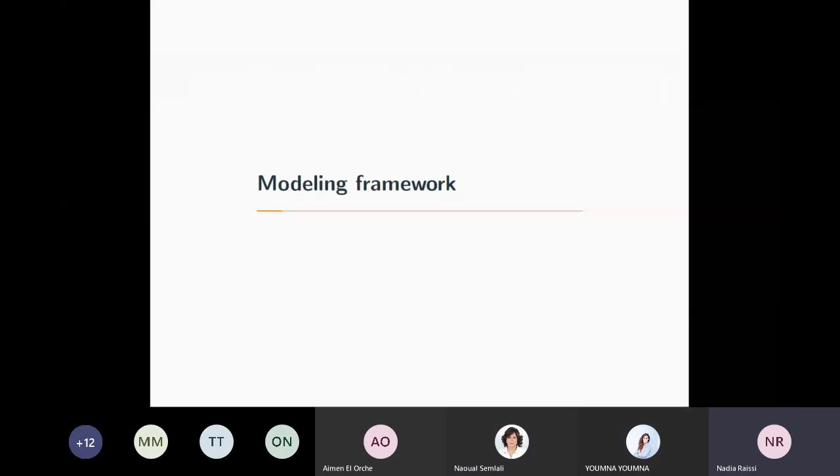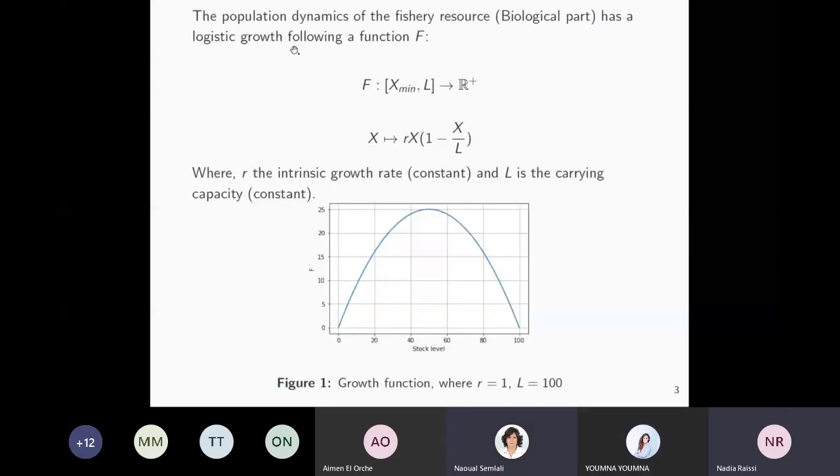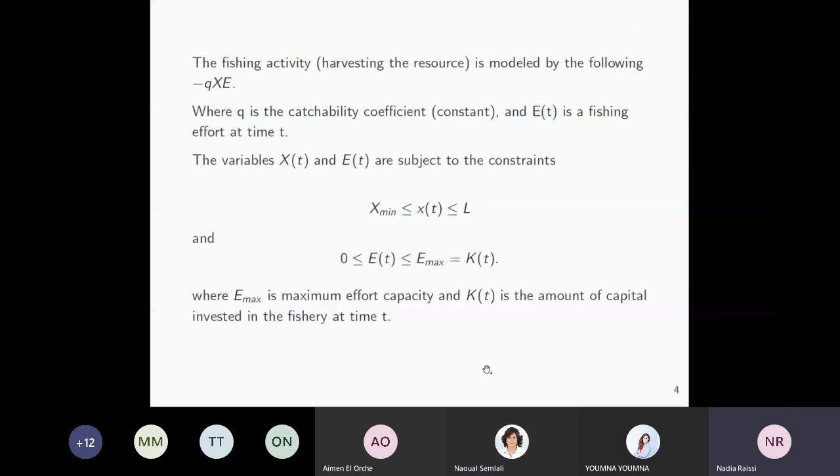So, the modeling framework is a stock and capital model. There is a biological part of the fishing resource, which is modeled by the normal logistic function, Rx multiplied by 1 minus x divided by L, where R is the intrinsic growth rate and L is the carrying capacity of the system. The fishing activity is a production function: a multiplication between the fishing resource and a new variable called the fishing effort. E is the fishing effort, and Q is known as the catchability coefficient in the literature. I will explain it further.